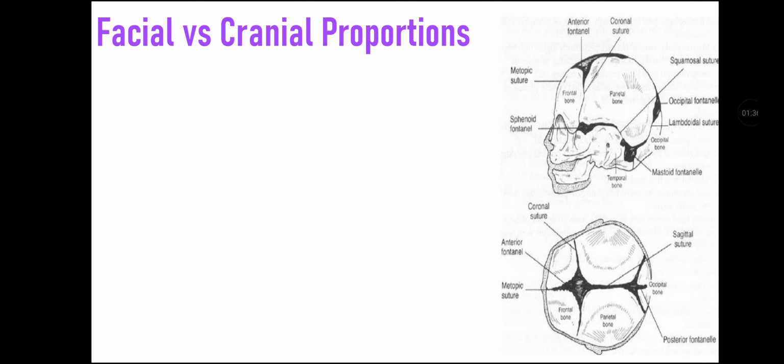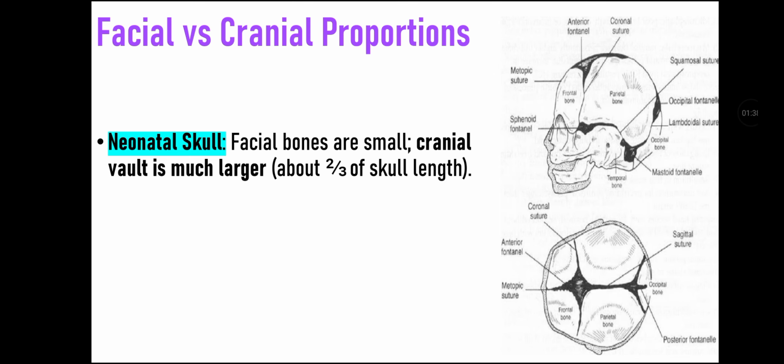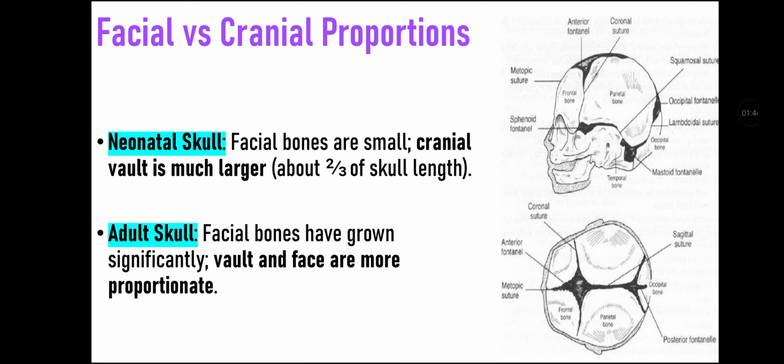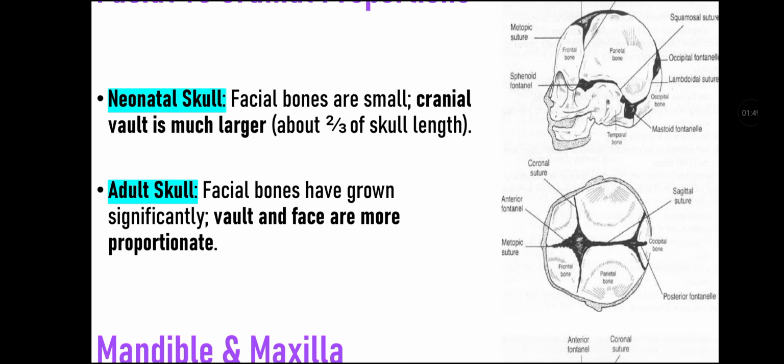Next is facial versus cranial proportion. In neonatal skull, facial bones are small, and the cranial vault is much larger, about 2/3 of skull length. In adult skull, facial bones have grown significantly, and vault and face are mostly proportionate.